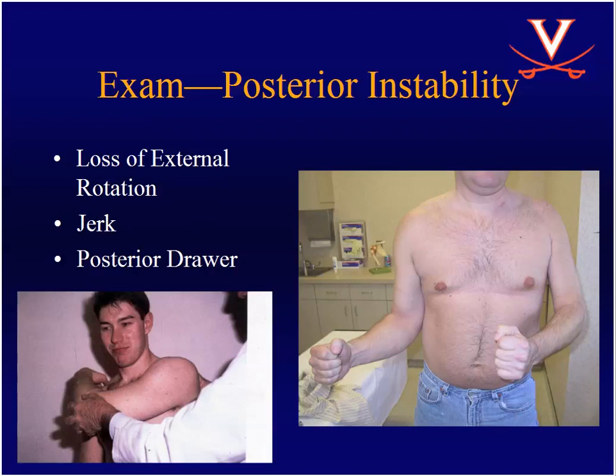With posterior instability, look first for loss of external rotation. Because if a patient has a locked posterior shoulder dislocation, like this gentleman on the left side, he will be unable to externally rotate because his shoulder is posteriorly displaced. Also, you need to look for a jerk test, not named after the examiner, but based upon the fact that the shoulder jerks back into position as you take it across the body. It jerks back in, and more often as you try to bring it back across the body, it'll jerk out posteriorly. So that's called the jerk test. Posterior drawer test, again, is just simply grabbing and stabilizing the scapula and displacing the shoulder posteriorly.